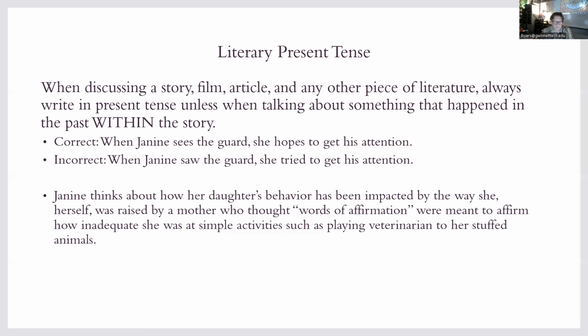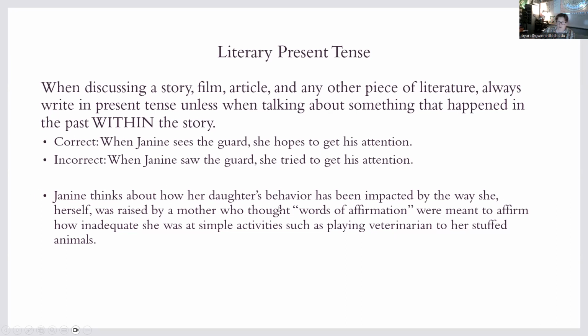Whew. So here's an example. Janine thinks, present, about how her daughter's behavior has been impacted by the way she herself was raised by a mother who thought words of affirmation were meant to affirm how inadequate she was at simple activities, such as playing veterinarian to her stuffed animals. Okay, so in the story, we have Janine currently thinking about her daughter, the way her daughter's behaving. In the present, Janine thinks about her daughter's behavior right now. And she realizes that her daughter's behavior now is because of the past. So now that we're entering the past, we can then enter into past tense because we're referring to things that happened to Janine prior to this moment.